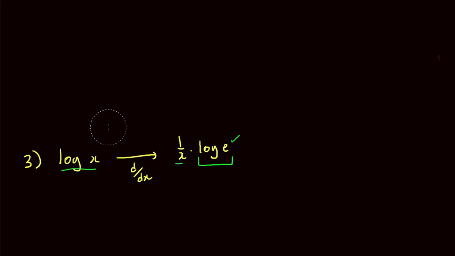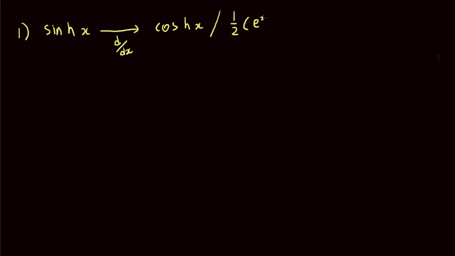Now we're going to talk about the hyperbolic functions, and the inverses as well. For sine hyperbolic of x, if you want to find the derivative of it, it's cosine hyperbolic of x, or you can write it as half times e to the power of x plus e to the power of negative x. So there are two ways to express the derivative of the hyperbolic sine: either cosine hyperbolic x, or half times e to the power of x plus e to the power of negative x.